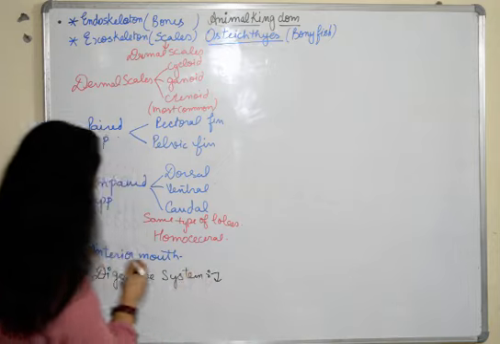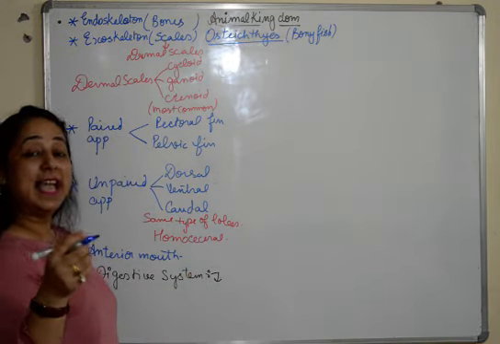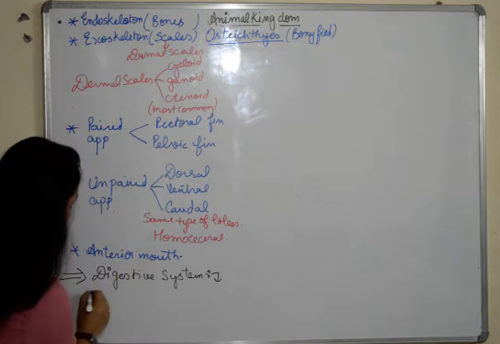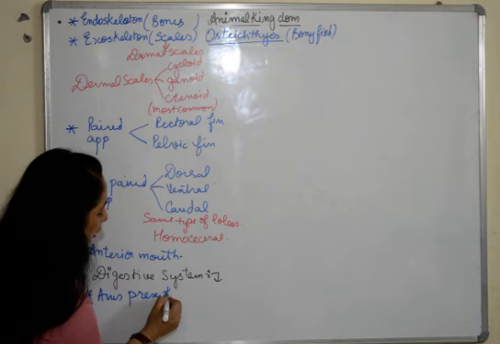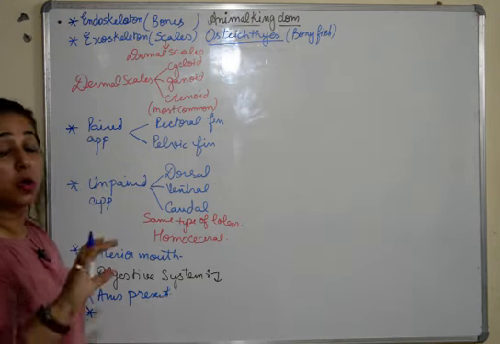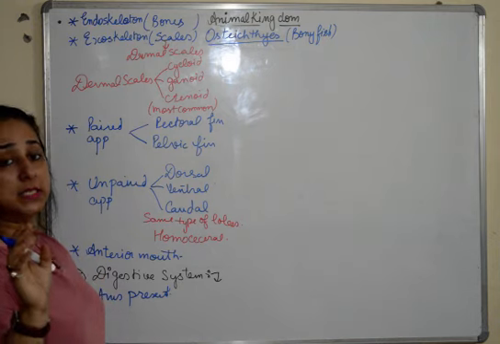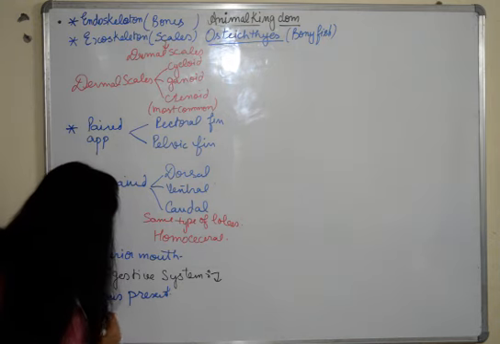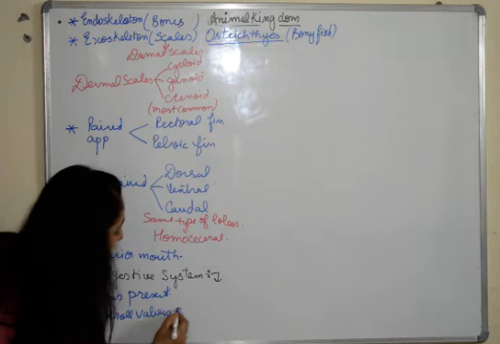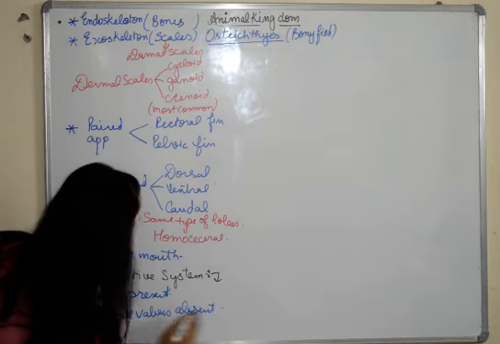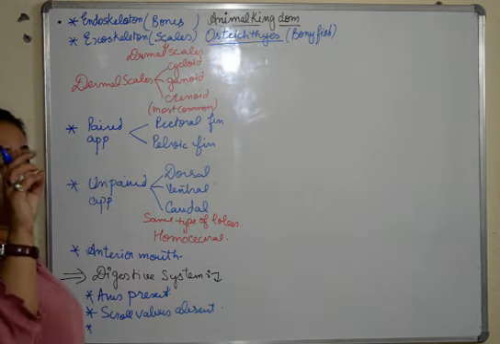Now the digestive system in case of osteichthyes or bony fish, they have a special opening, the anus, present. But if you remember about chondrichthyes, they had cloaca, a common opening. Herein the digestive system has its own opening, that is anus. They do not have scroll valves, they are absent. They have anus, they do not have scroll valves.